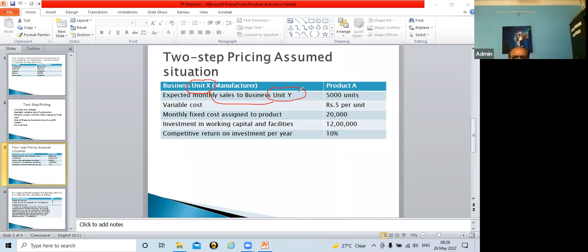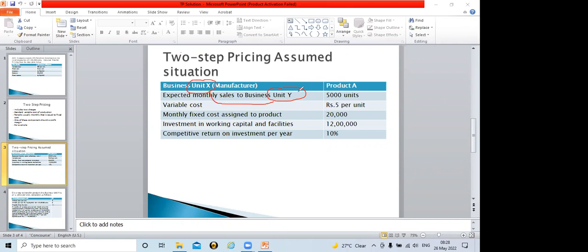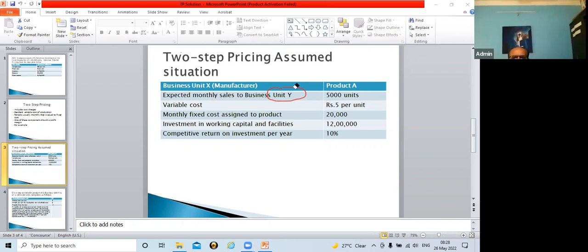Understood? Yes, sir. Now look at this slide. Whenever I am sharing a slide with you, please first listen and understand. Then after understanding, I will give you two or three minutes for writing. When I share a slide, at that time you should not write. First understand and then write. Am I correct?